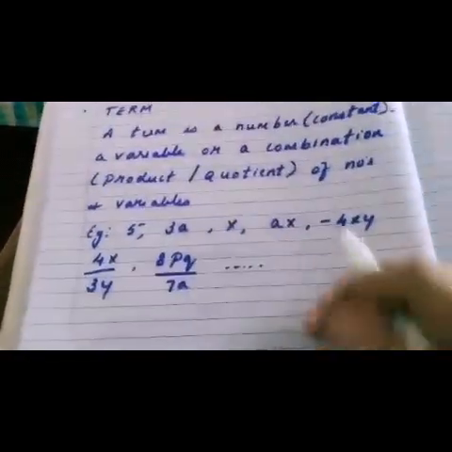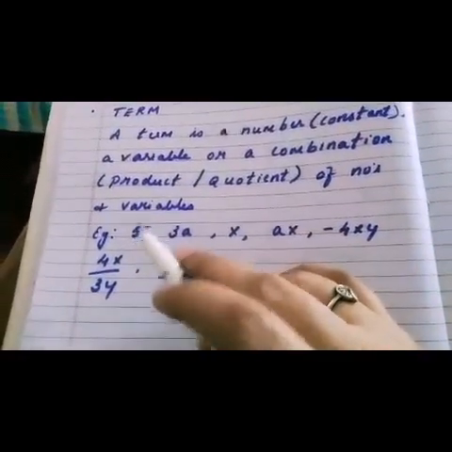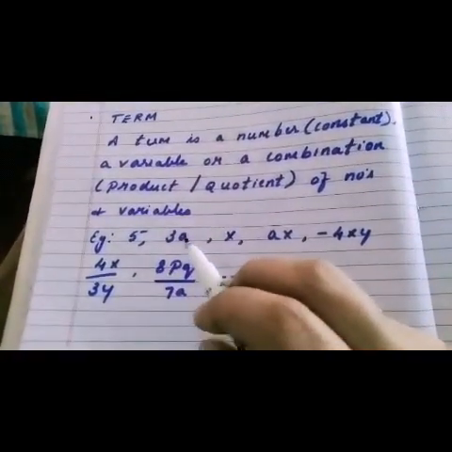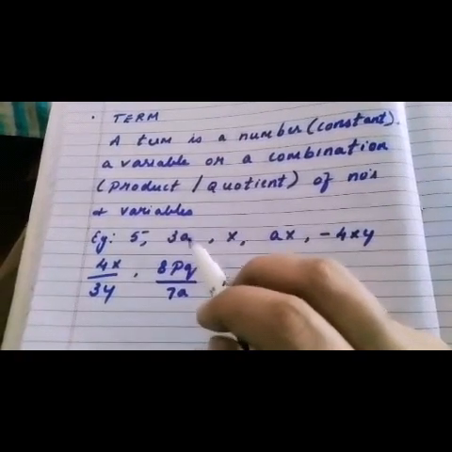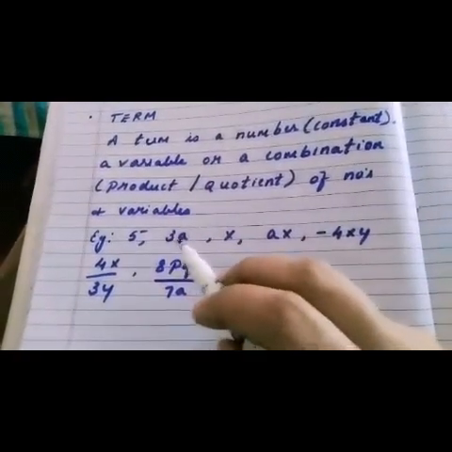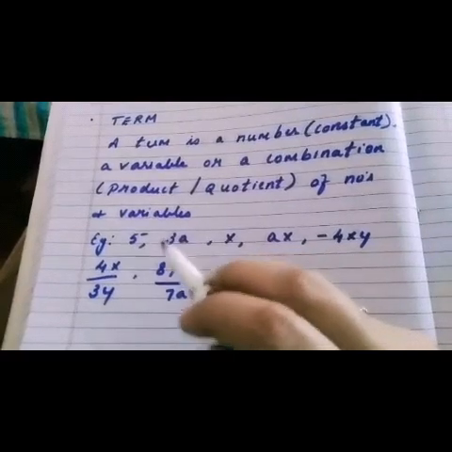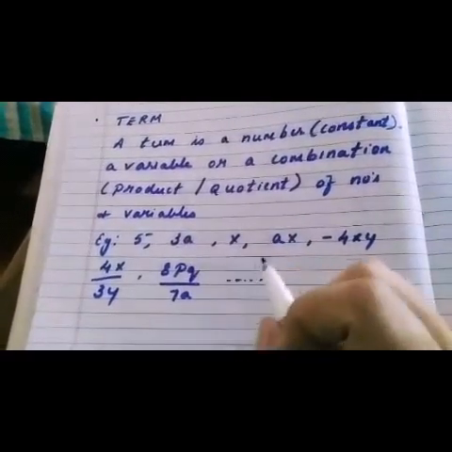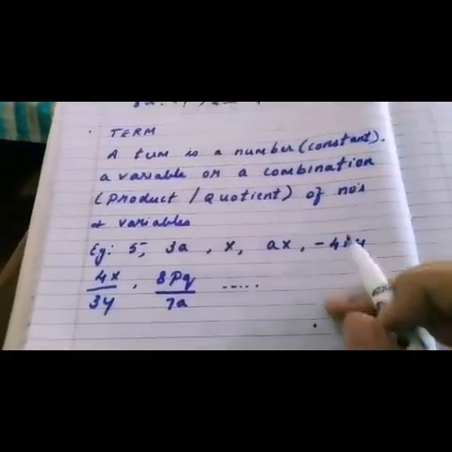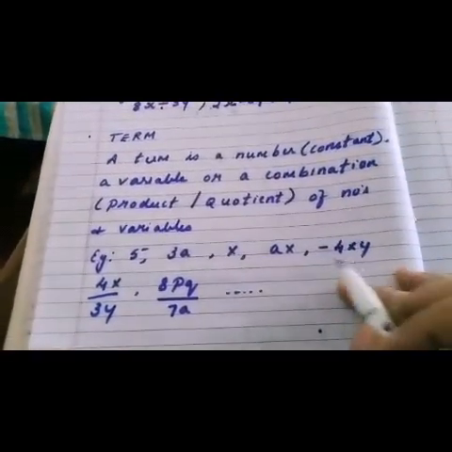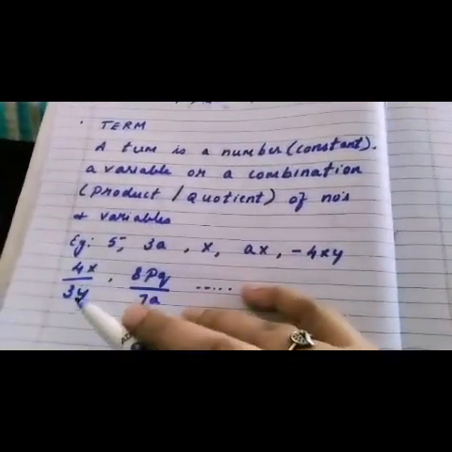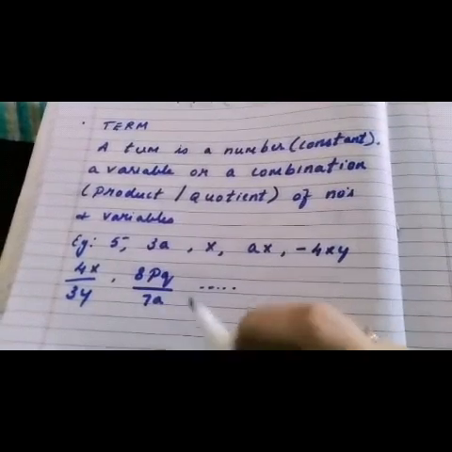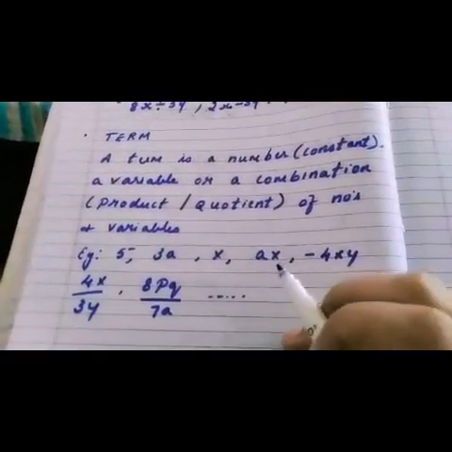Let's say for example 5 is a constant, but still we consider 5 as a term. 3a: 3 is a constant and a is a variable. Together the combination of a constant and a variable is called a term. Or it can be expressed like minus 4xy, which is also a term, or 4x divided by 3y, or 8pq divided by 7a. All these are terms.